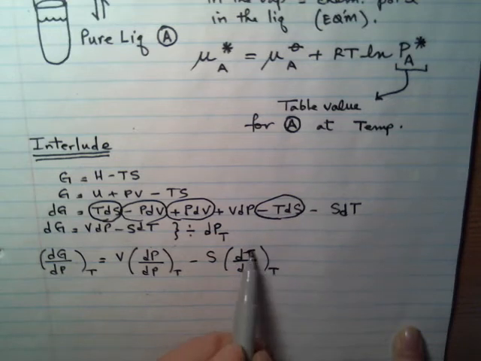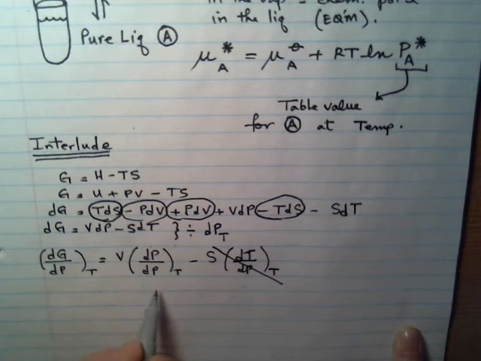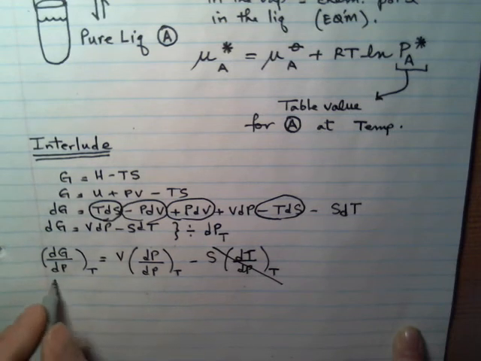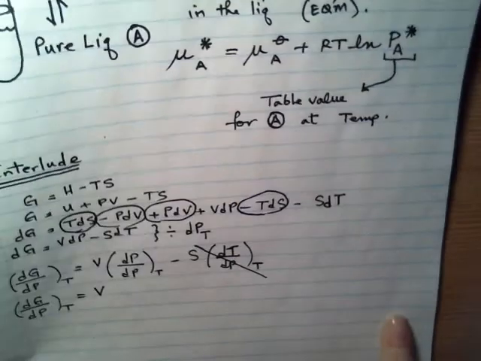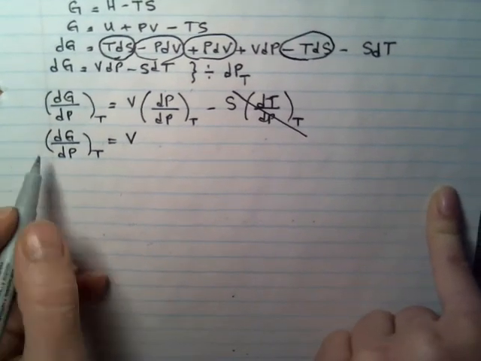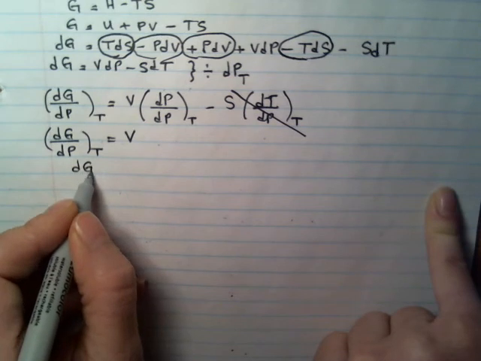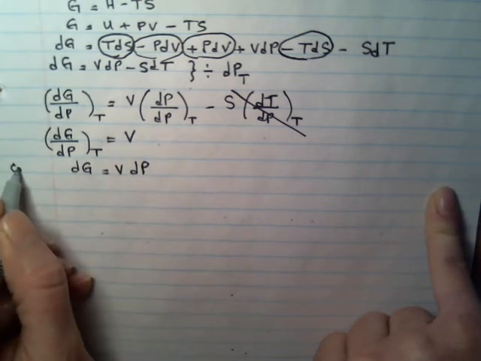So change in temperature, constant temperature, is 0. And dp equals 1. Love it. dG by dP at constant temperature is simply equal to volume. And you're thinking, where are we going? Stay on board. We are moving along in the right direction. dG, therefore, is equal to V dP under constant temperature.